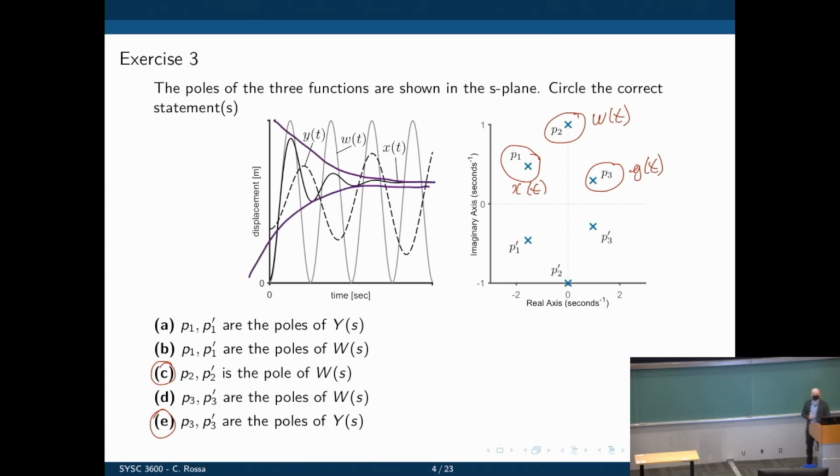Something like that. All right? That is bounding the sinusoidal waveform and is decreasing because its real part is negative.